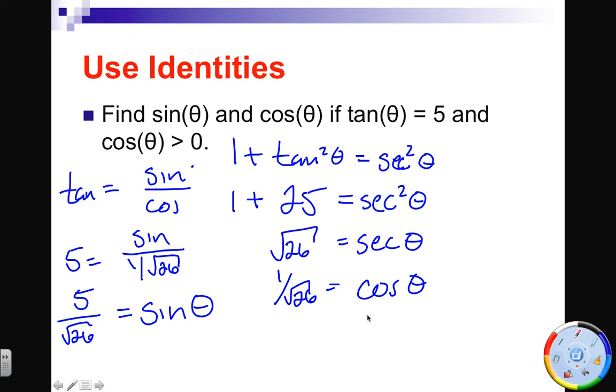And obviously you should simplify these. This is actually 5 root 26 over 26, and this is root 26 over 26. So there we get sine and cosine just by using these identities. Notice I didn't use any triangles here. It wasn't necessary to use any triangles at all. Could we have? Yeah, probably. But I really want us to become familiar with the identities. It's very, very important to us.